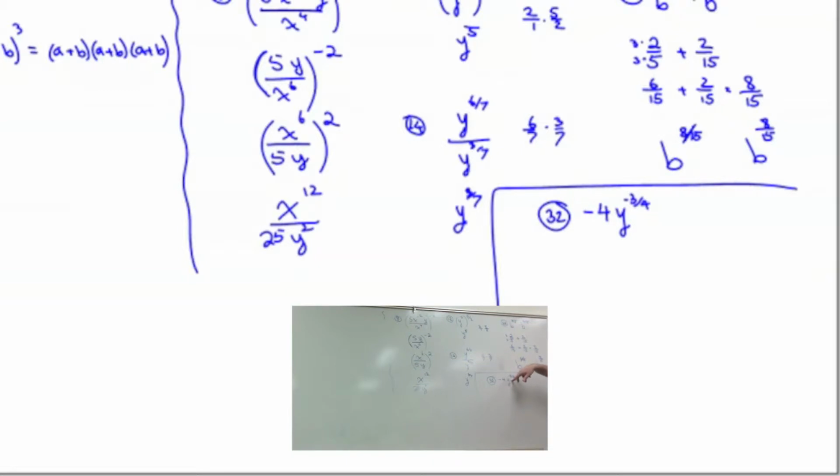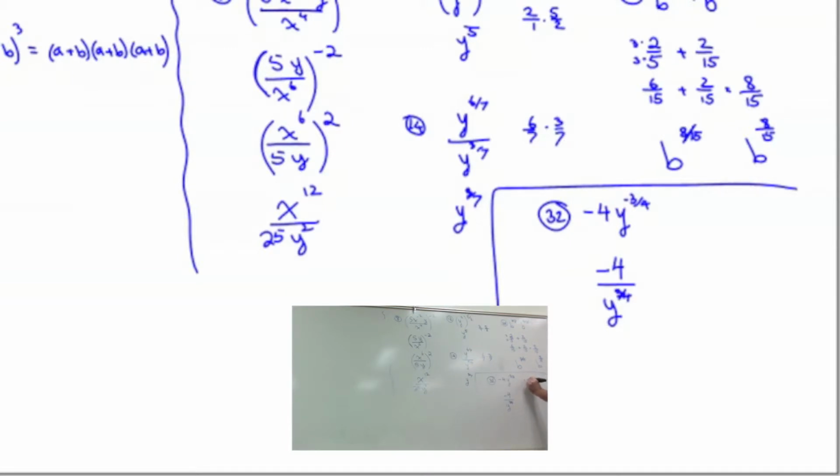So where does it belong? On the bottom. So how do I write it? -4 is not going anywhere. He's fine. Why goes on the bottom. The y goes on the bottom, y raised to the positive 3/4.